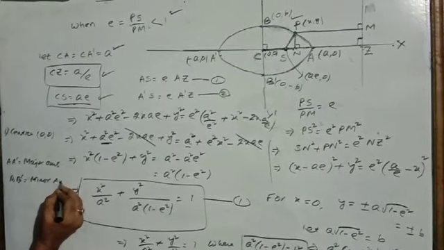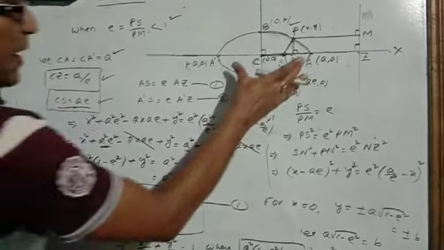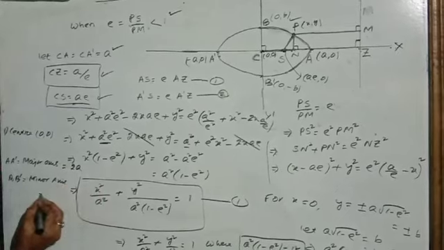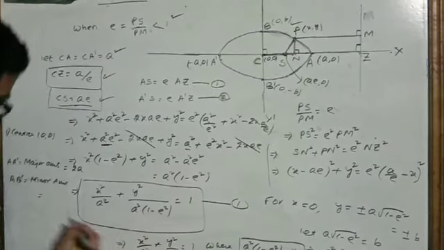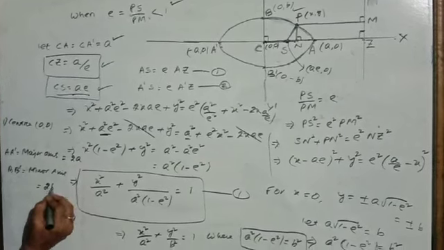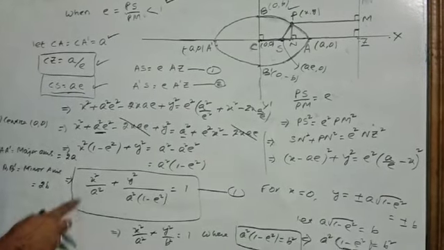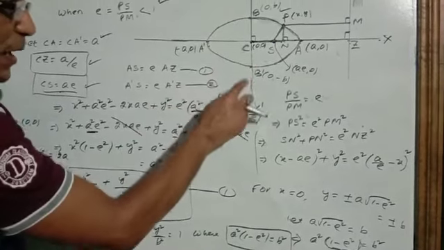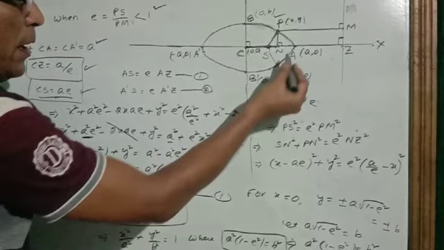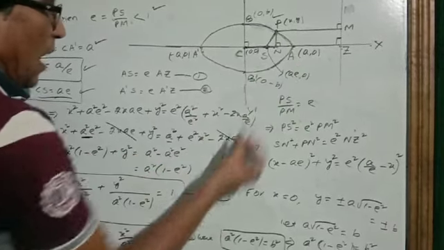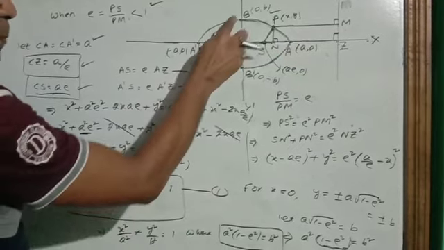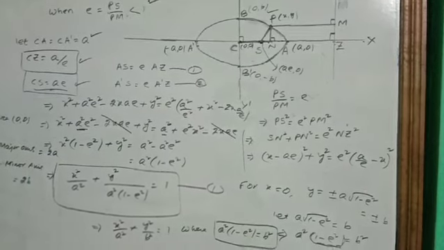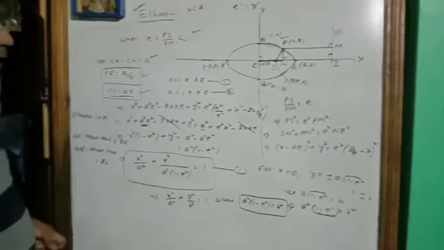What is the length of the major axis? A A dash length is equal to 2a. What is the length of the minor axis? B B dash is equal to 2b. So we have to remember that x square by a square plus y square by b square is equal to 1 is the equation of the ellipse, where C is the center 0, 0, and the endpoints of the major axis are plus minus a, 0. Endpoints of the minor axis are 0, plus minus b, and its center is 0, 0. So we go to the next theorem.